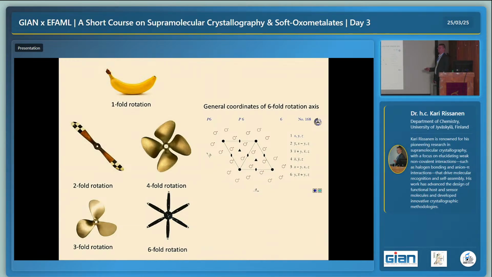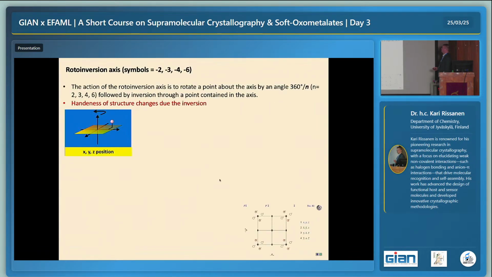The P6 means hexagonal, primitive hexagonal crystal system. It doesn't tell us anything about the unit cell. It doesn't tell the size of the unit cell, but it tells us what are the symmetry operations inside that unit cell. And then we can have a roto-inversion axis, which is the extension for the previous one. So we add the minus there. So we had previously 1 and -1. Now we can have -2, -3, -4, -6.